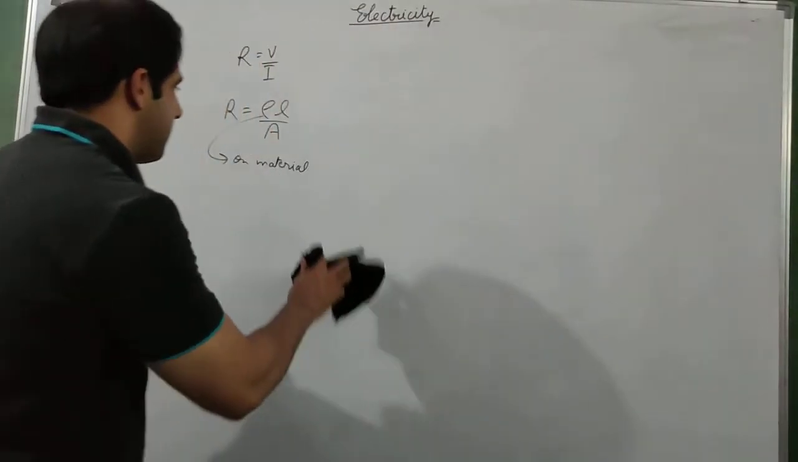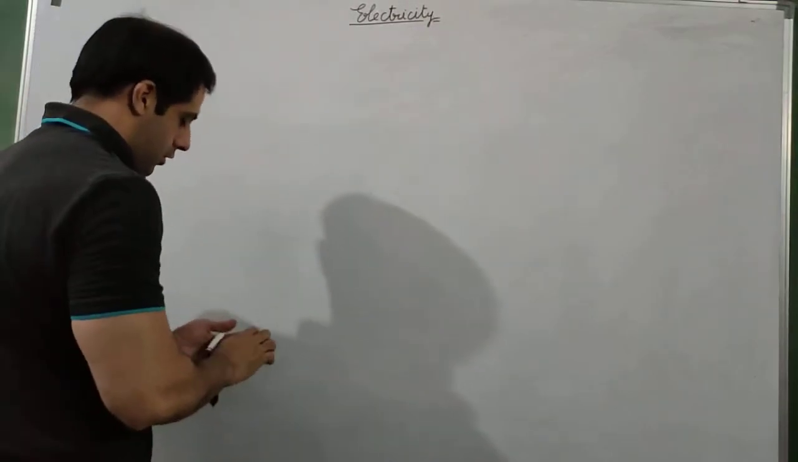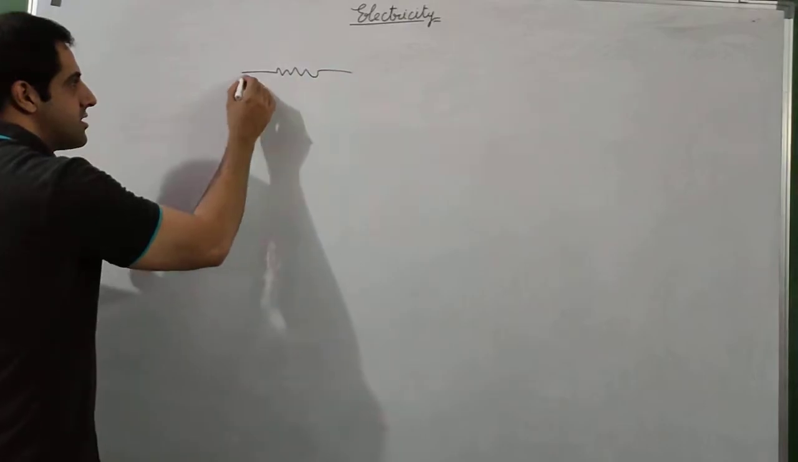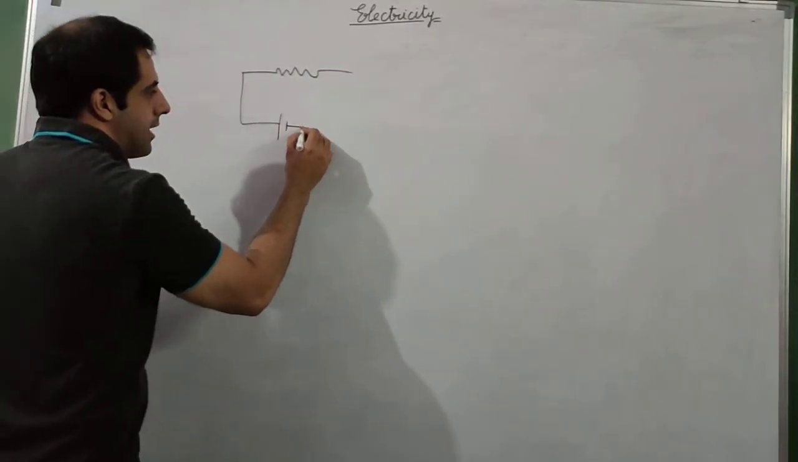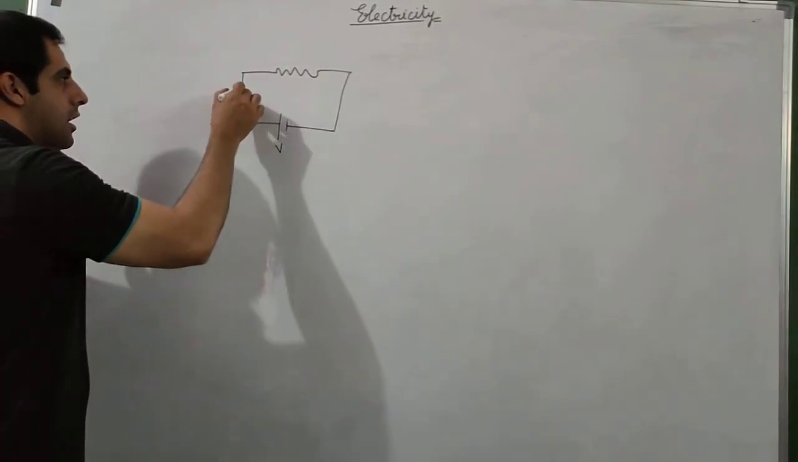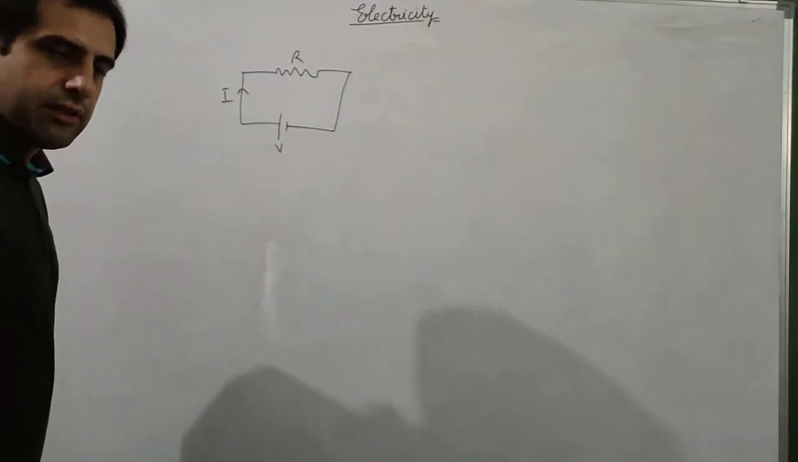So for this, we used a simple circuit for this explanation. There was a simple circuit with one resistor attached to it, and there was a battery of potential difference V. A current I was flowing in the circuit, and there was this one resistor that we connected.